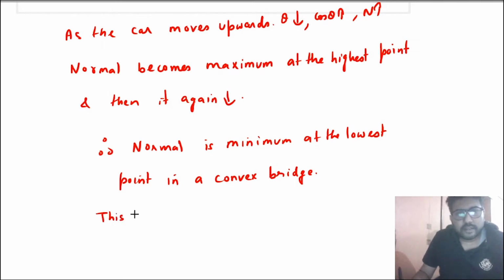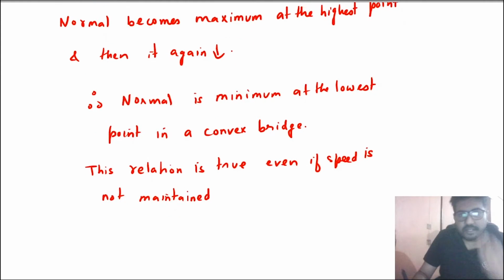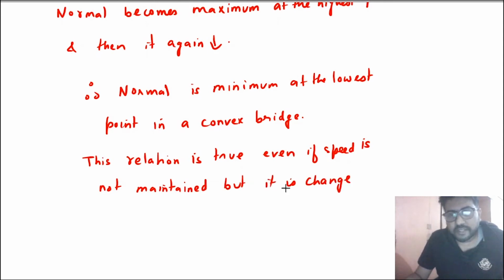This relation is true even if the speed is not maintained, but it is changing with gravity due to the potential energy rise. That means it is like a projected ball.